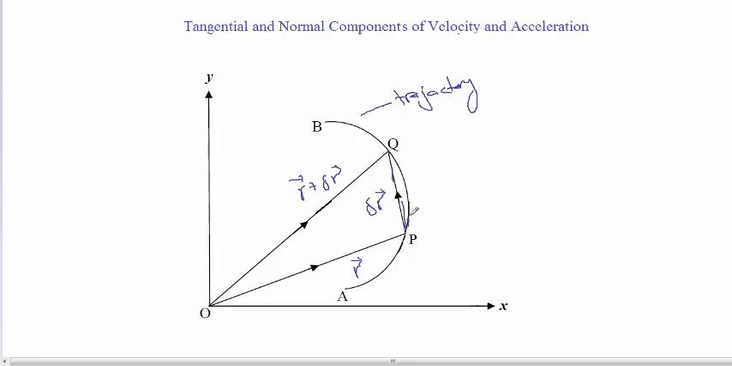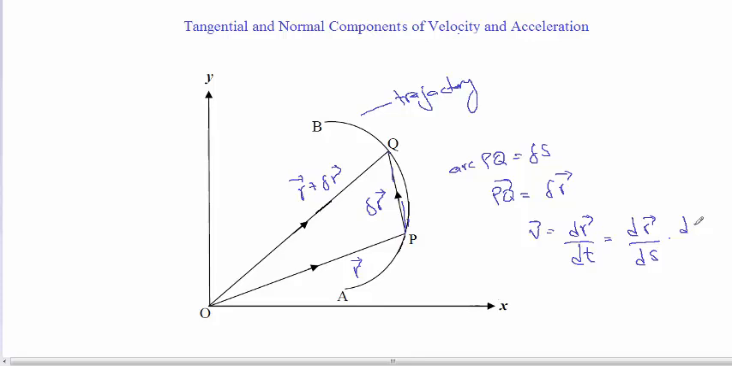And this arc, which is PQ arc, can be represented by del S, and this PQ vector is represented by del R vector. Now the vector V can be written as dr by dt, which is the instantaneous rate of change of displacement. We can write this as dr by ds and ds by dt.